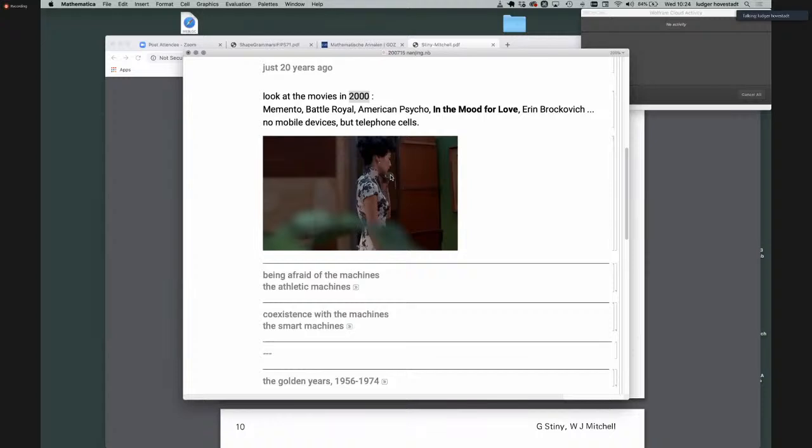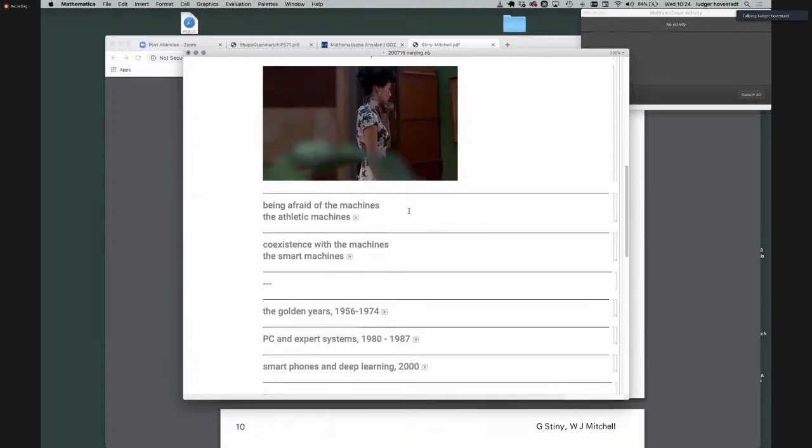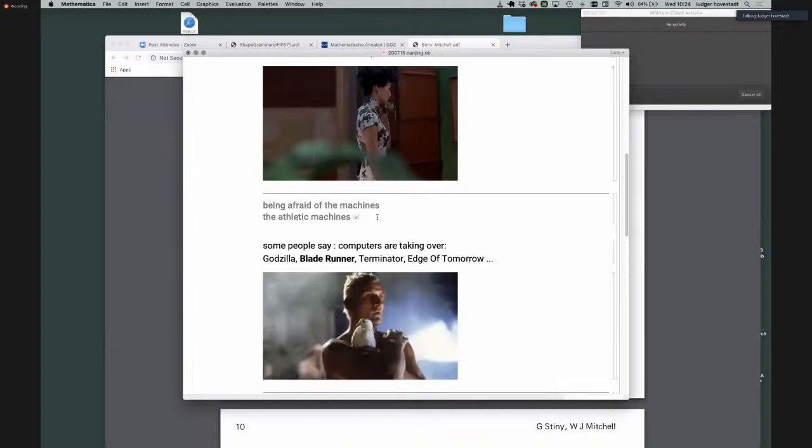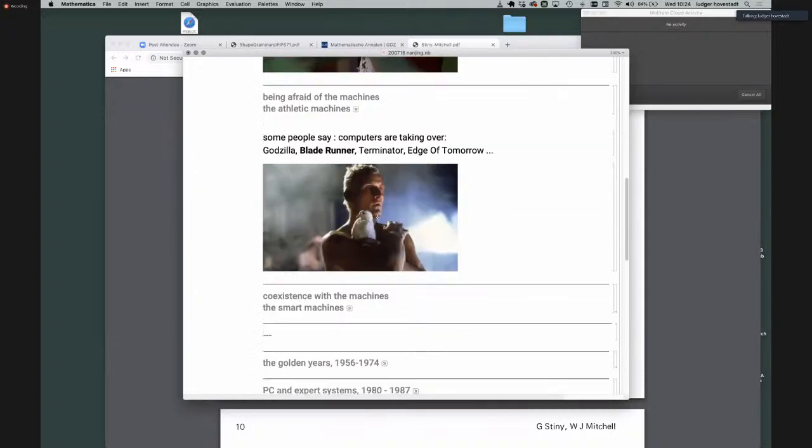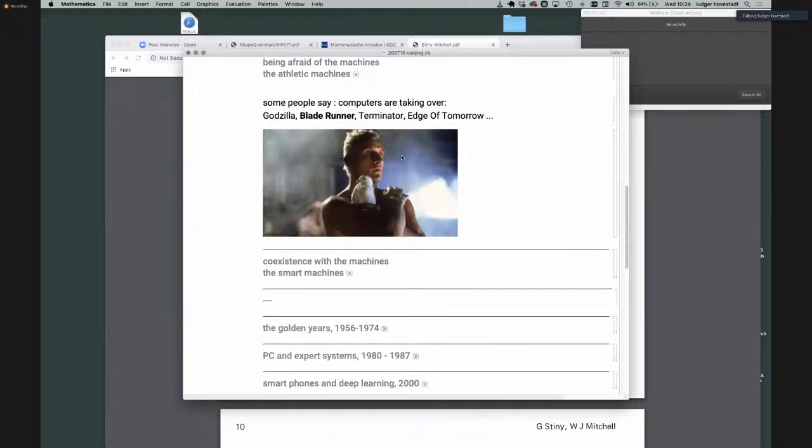it's very fast. So we have two principal attitudes toward that, and we can see that towards this alienated environment. We can see it here. Either afraid, and the machines are athletic. For example, Blade Runner, Terminator, Edge of Tomorrow, Godzilla, and so on. So they are super athletic and strong, and we are afraid of them. And we are fighting them.